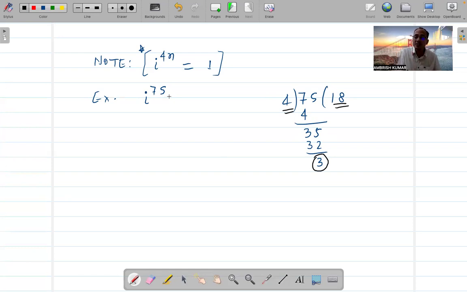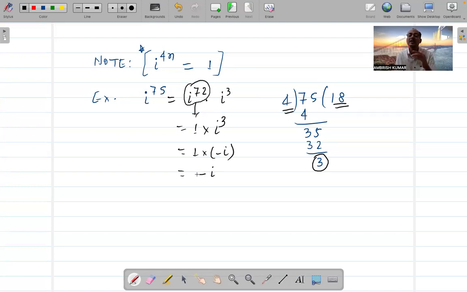So this 75 power of i we can break as i to the power 72 into i to the power 3. Now look, this i power 72, this is your 1. Why? Because the power here is multiple of 4. So for this you can take the value as 1 and 1 into i cube. Now i cube value is minus i, so 1 into minus i. So ultimately the value of i power 75 is going to be minus i.